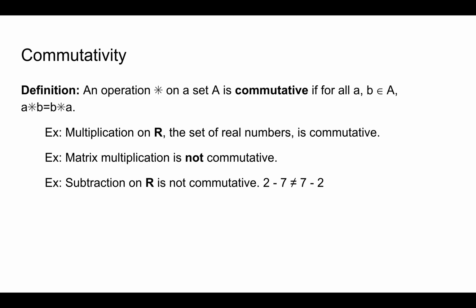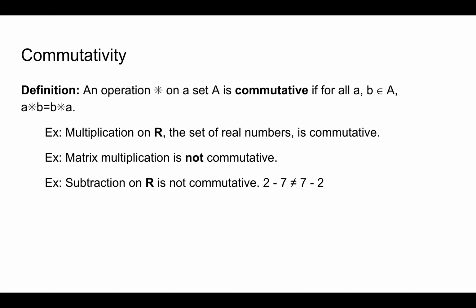Our first property is commutativity. An operation star on a set A is commutative if for every pair of elements a and b in A, a star b is equal to b star a. So multiplication on the set of real numbers R is commutative. It's true that for any two real numbers, a times b is the same as b times a. Matrix multiplication is not commutative. If you've had linear algebra, that's an example of an operation that's not commutative on a set.